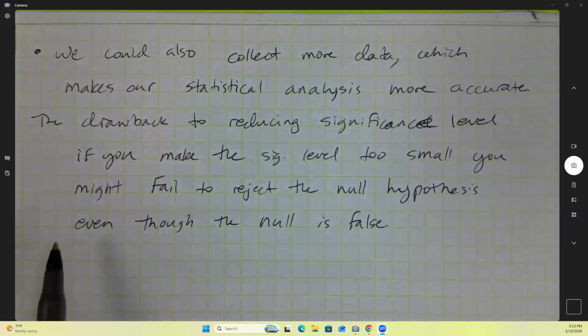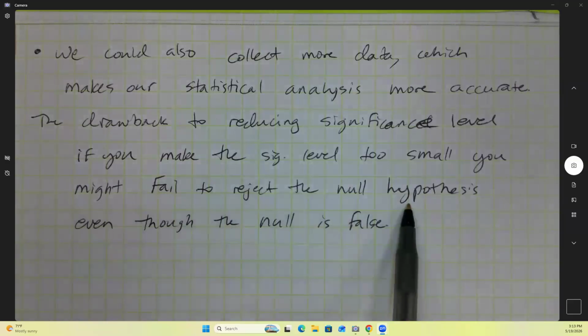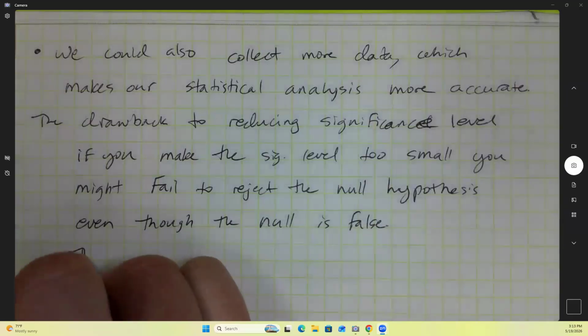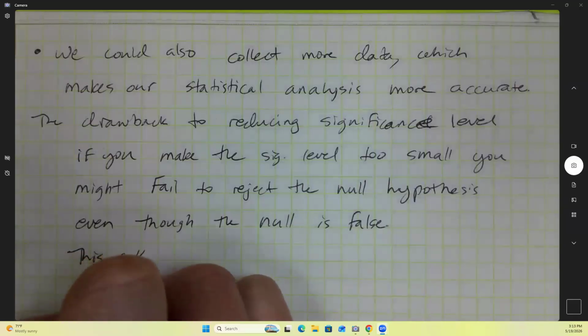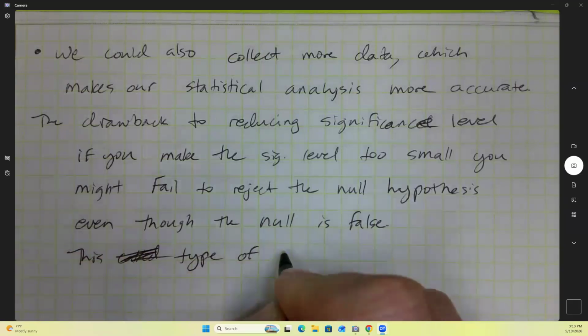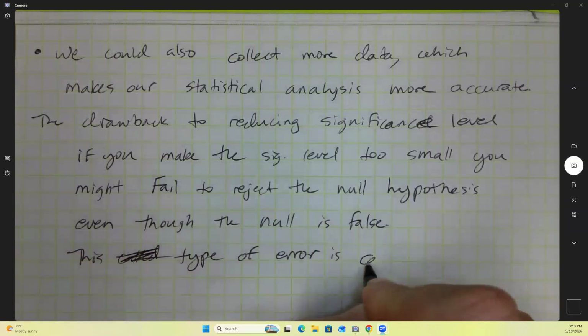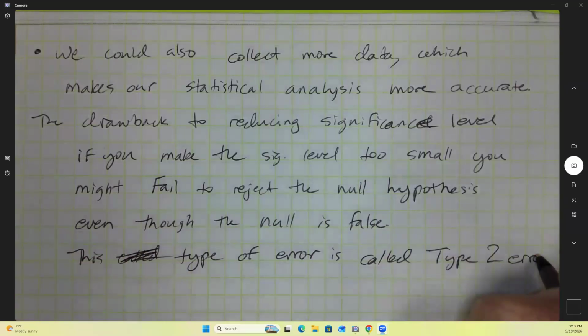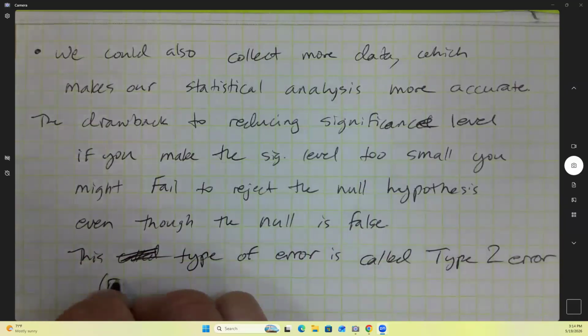And we have a name for this type of error where you fail to reject the null hypothesis even though the null is false. This type of error is called type 2 error, also known as a false negative.